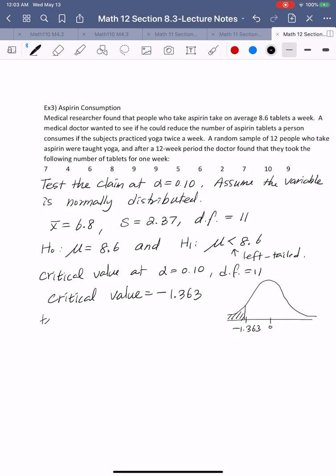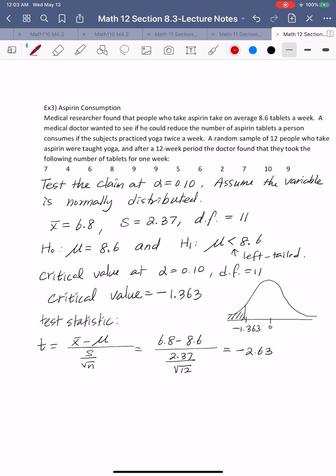So now we have to find the test statistic, which is t equal to x bar minus mu over s over square root of n, which is x bar is 6.8, subtract 8.6, and then s is 2.37, and then divide by square root of n, which is 12, then I got negative 2.63. Now we need to see where this goes to. So it's less than here, right? It's negative 2.63. So the test statistic falls in the critical region.